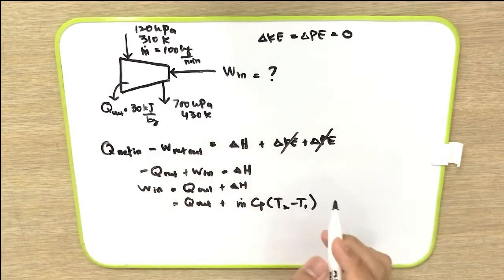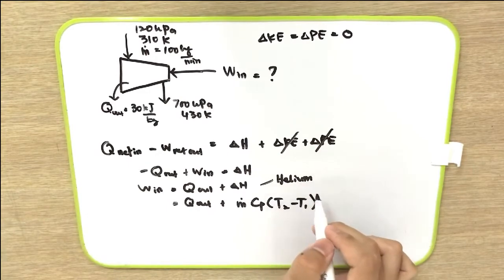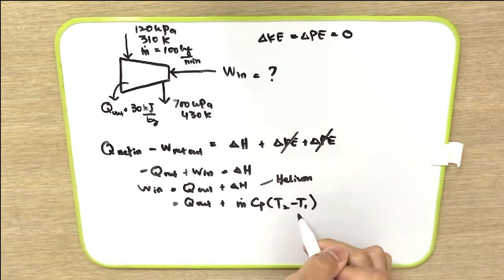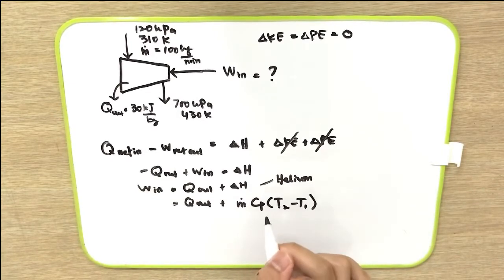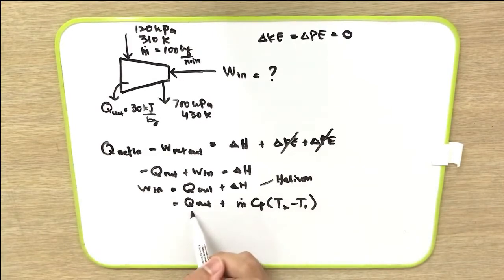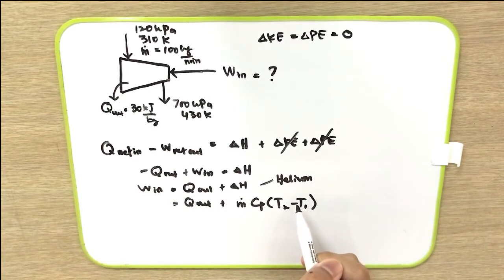Because this is helium and we cannot find the value for enthalpy for helium in the property table, we need to find it by using this equation. And from the question we are given Cp, so that is the clue that we need to use this equation. So we have all the values for Q out, m, Cp, T2 and also T1. So we just substitute into this equation all the values that we get from the question.